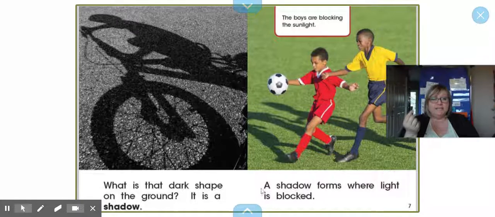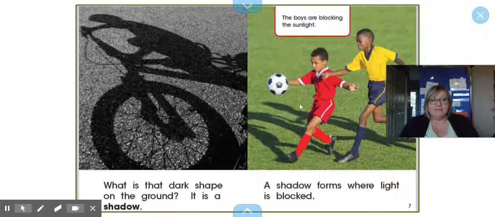So it's a bold word here, but if you look here, it says a shadow forms where light is blocked. So the author has really told us, if we weren't quite sure what a shadow was, the next sentence tells us the way, and we've talked about that, the way that a shadow is formed is that the light cannot move through whatever object is in the way and it makes a shadow. Remember, we always want to read our captions because they'll give us some idea as to what is happening in this picture. It says the boys are blocking the sunlight.